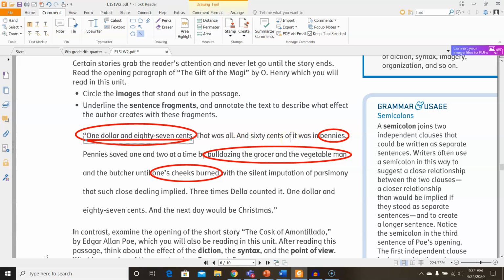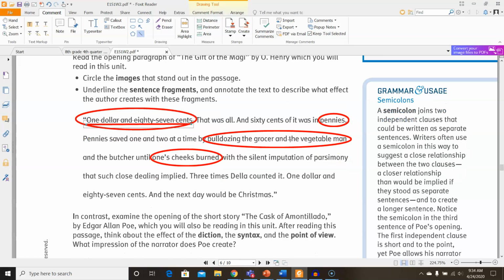And then "was" is our verb, meaning it does have a subject and it does have a predicate. "Pennies saved one and two at a time by bulldozing the grocer and vegetable man and butcher until one's cheeks burned with the silent imputation of parsimony that such dealing implied." Now, even though this sentence is kind of long, it is a fragment.